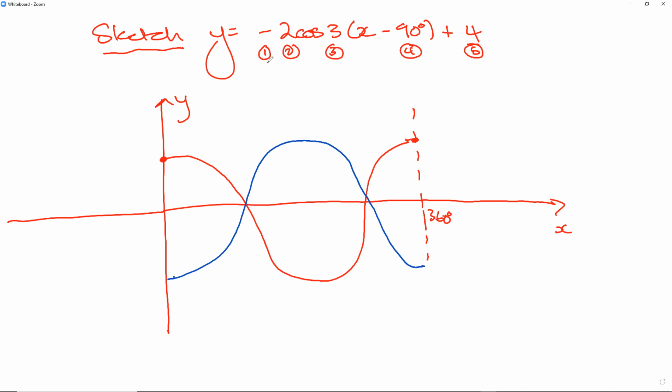Okay, but then at the same time, after we've done that one, we now want to stretch it. We want it to go up and down to 2. It's going to go up to 2, let's say, and to -2. So the graph will now shift up and down from there by 2. I mean, up till 2. So because this is 2 in front, it's going to go up till 2.